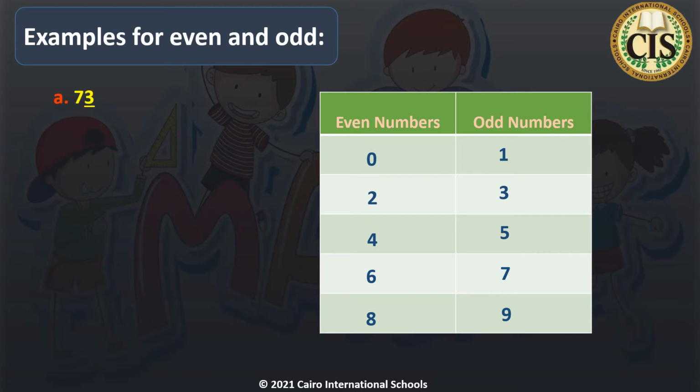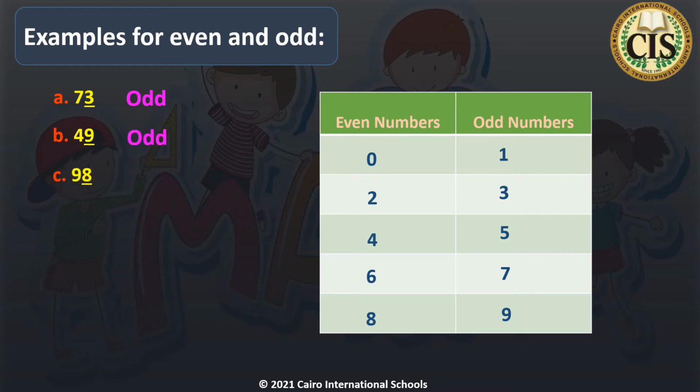Now let's solve the first question. 73. Look at the ones digit. 3. Yes, 3 is an odd number, so the whole number 73 will be odd. The next question. 49. Look at the ones digit. 9. 9 is an odd number. Yeah, so 49 will be odd.